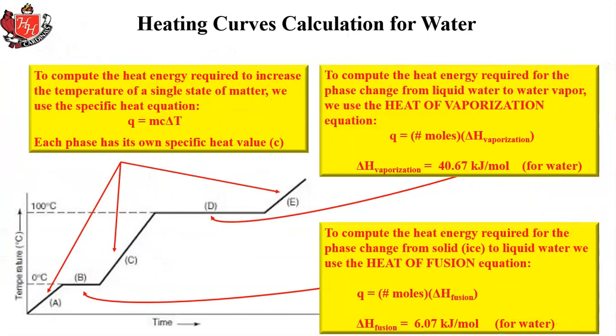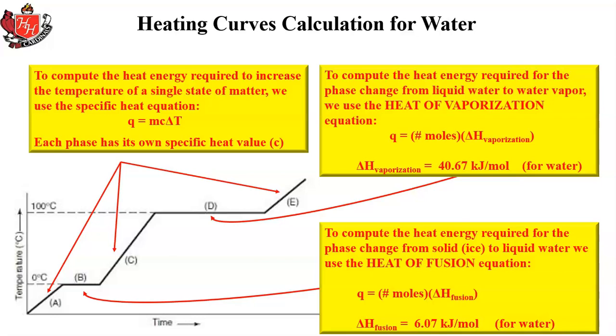Okay, so we're going to solve this problem. First of all, let's just look at the formulas we need. For the 3 regions where you have either ice or liquid water or steam, where it's not changing phase, you use the equation that we used back when we were doing thermodynamics, which is Q equals mass times specific heat times change in temperature. To compute the heat required to increase the temperature of a single state of matter, we use the specific heat equation. Each phase has its own specific heat, so you'll find the specific heat of ice is different than the specific heat of water.